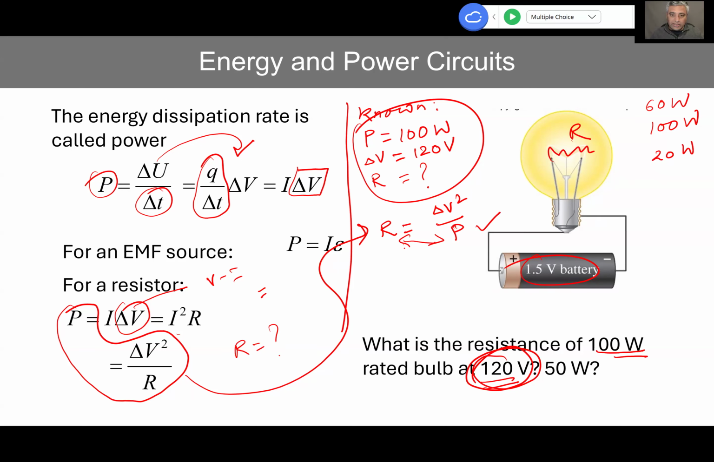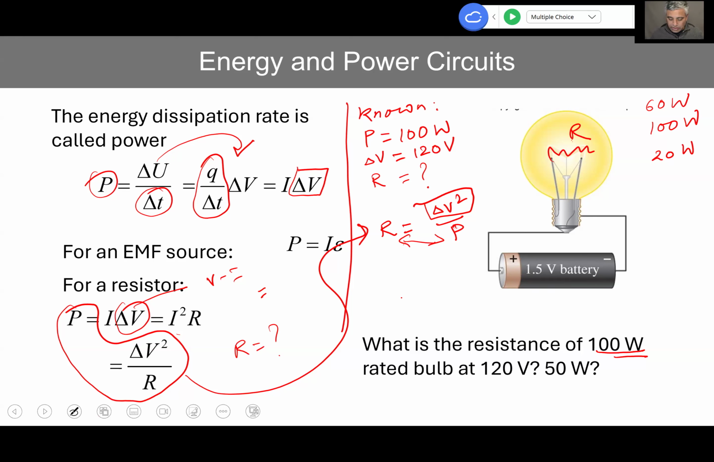in this equation. Delta V is constant because our outlet over here is basically the same 110 or 120 volts, right? But if you go somewhere else, let's say a different country, for example, if you go to Europe, they have this 220 volt outlet, okay? Now, the same light bulb is going to give you different power over there, okay?